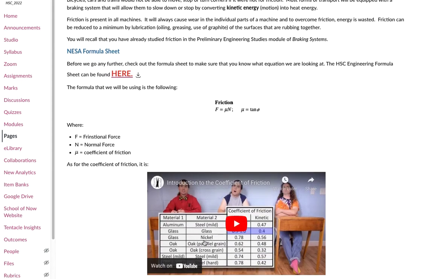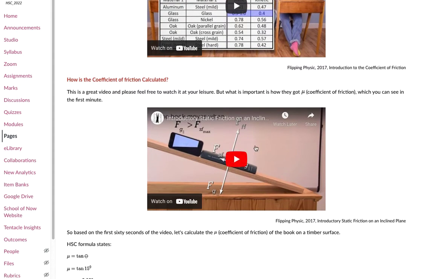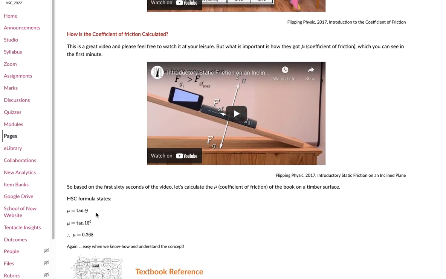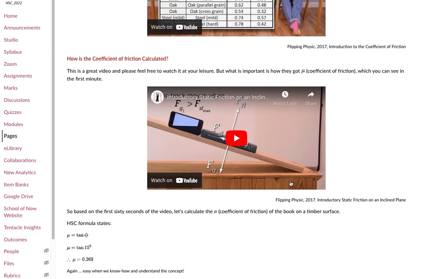Now a lot of the times they'll actually give you what the coefficient of friction is. They'll actually state it. But to find it out, this is a great little video which shows you how it's done. Basically what they're doing, they're lifting up this plank till it gets to 15 degrees and then the book starts sliding. So again, coming back to our formula, mu equals tan of the angle, tan 15 degrees equals 2.68. So the coefficient of friction between this timber and the book is 2.68. Again, really easy to understand when you know what you're looking for.